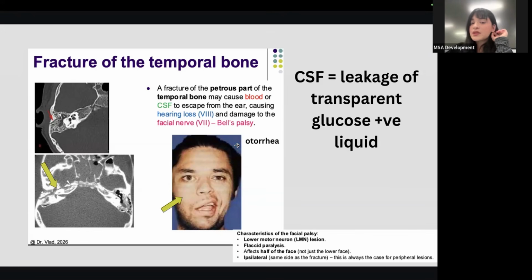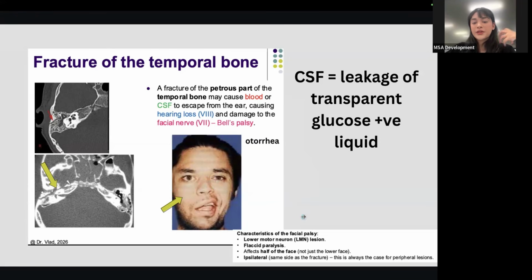Now we're going to talk about specifically the petrous part because in the petrous part, you have the inner ear and the middle ear, right? And if that's fractured, then the blood and the CSF is going to leak out of the middle ear and the inner ear, and it's going to come out of the external ear. So you're going to see blood and CSF leaking out. So how do you know it's CSF? It's going to be a transparent, glucose positive liquid. So that's how you're going to get it in the exam. This is called otorrhea.